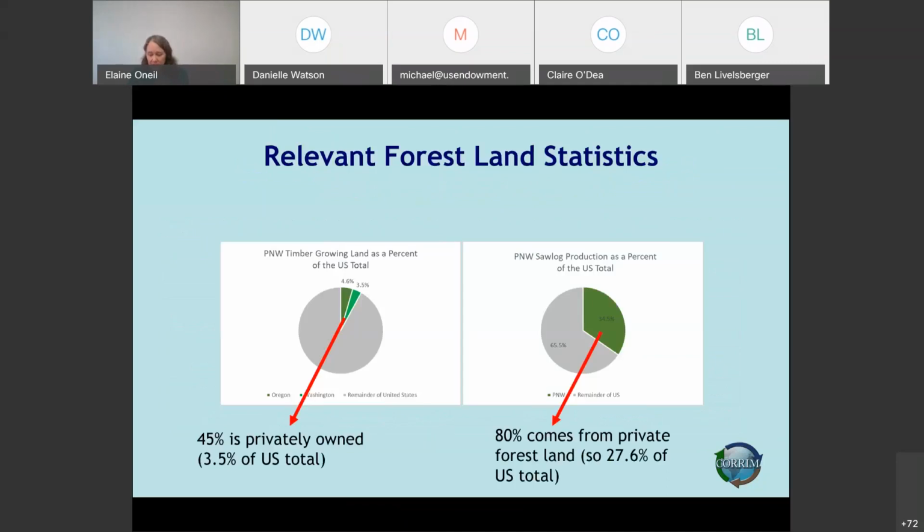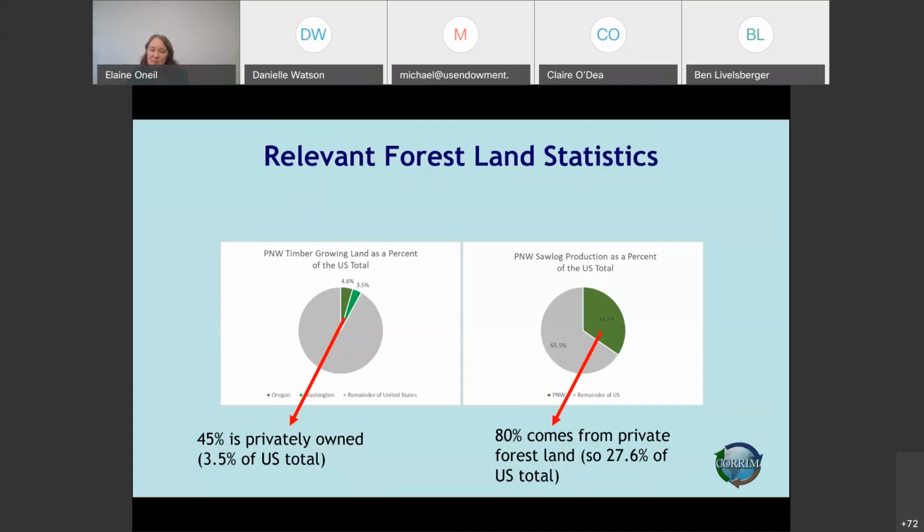So why does it matter? I use this data sometimes when I'm talking to architects and engineers, and it scares them. So this again comes out of Oswald et al. I just looked at their numbers, and we have in the Pacific Northwest, for example, just about 8% of all timberland in the U.S. And of that, about 3.5% is private.